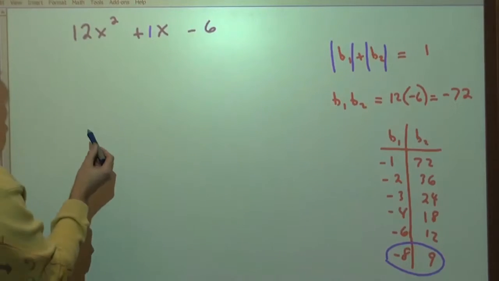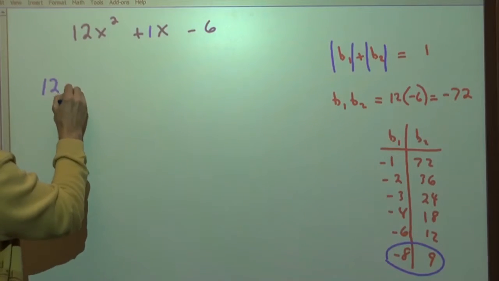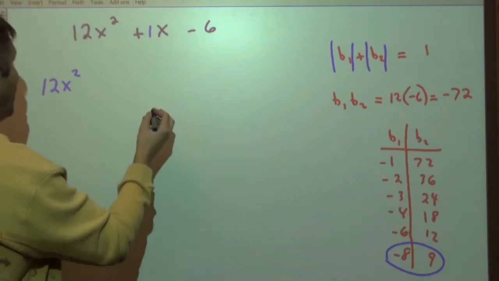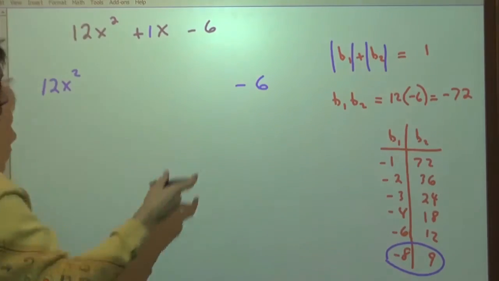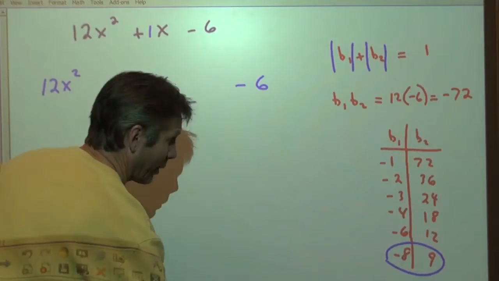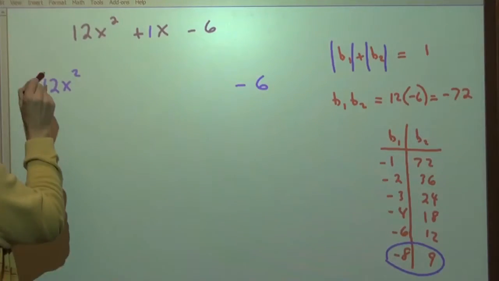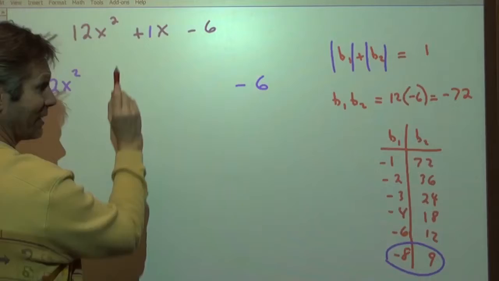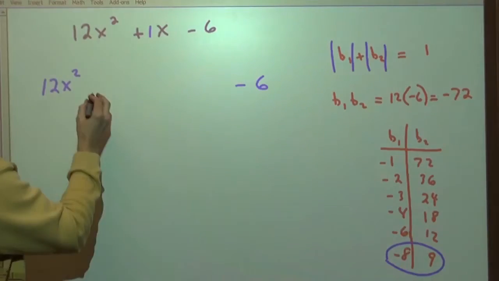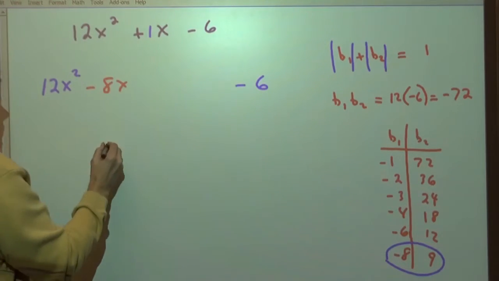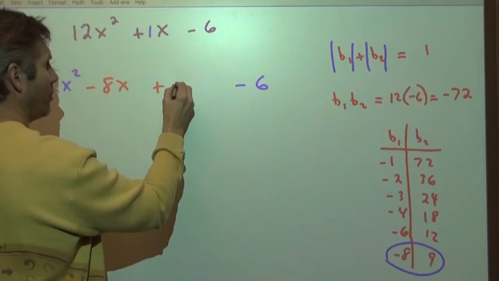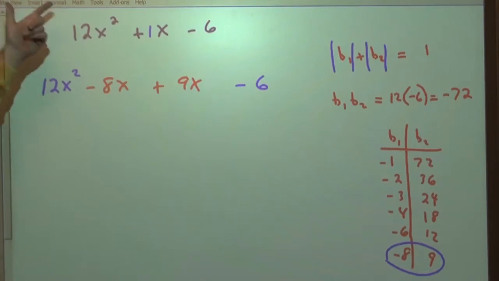Now remember, we'd like to replace this linear term with the negative one. It just makes it easier for us to factor. So we're going to have 12x squared. We're going to leave the linear term alone also. And now we're going to replace this linear, leave the constant term alone, leave the quadratic term alone. We're going to replace the linear term with these two guys. We're going to have two linear terms. One is going to be a negative 8x, the other one's going to be a positive 9x. So this is equivalent to that.